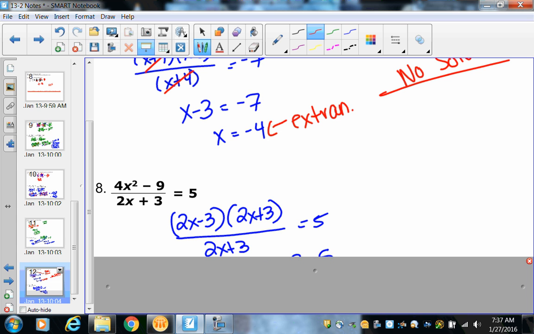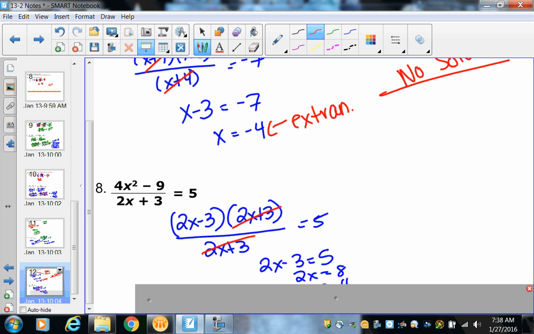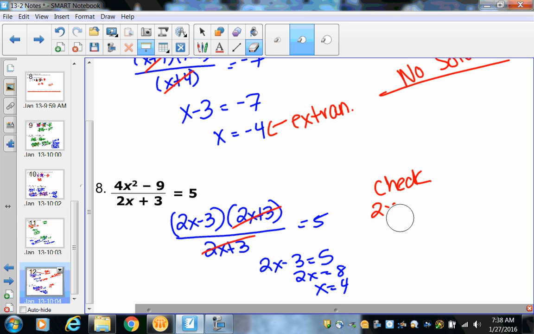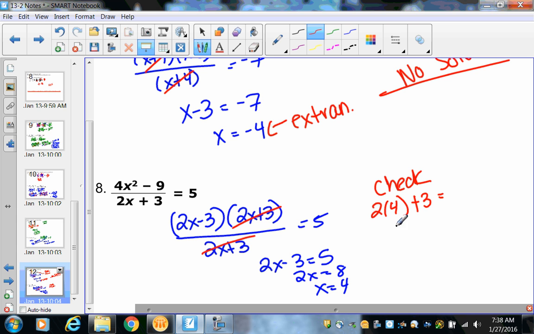Example 8, if we factor it, you should have it factored to 2x minus 3 and 2x plus 3 over 2x plus 3. So the 2x plus 3's cancel. And you're left with 2x minus 3 equals 5. Add 3 to both sides, you get 2x equals 8. Divide by 2 and you get x equals 4. So if I go back and check it, I would have that 2x, which in this case x is 4, plus 3 would give me 8 plus 3, which is 11. So as long as that's not 0, this works, and this is my answer.